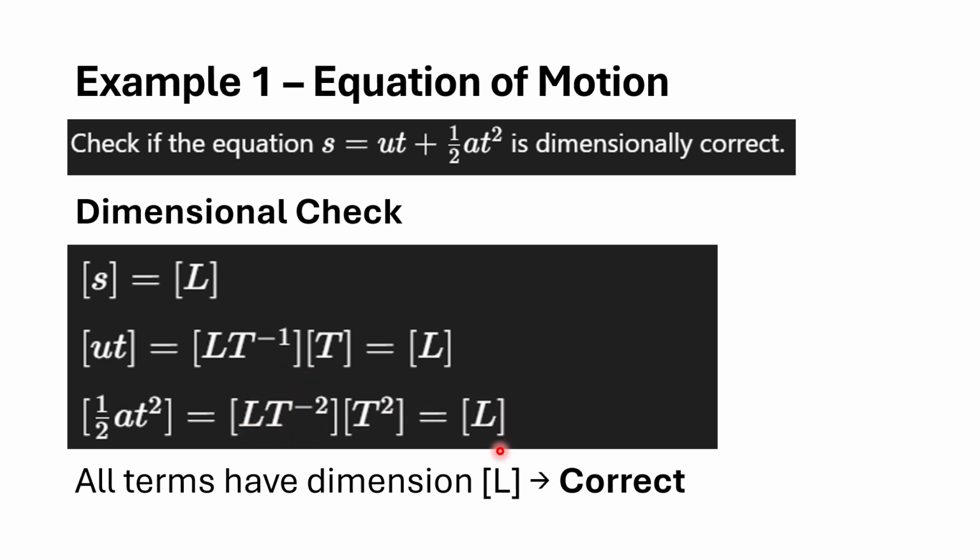So if we look at the answers for each term, it is L. The dimensional answers of all the terms are equal, so we can say that all terms have dimension L. So it is correct, and dimensionally it is a valid equation. Yes, we have checked it. Let's move toward the second example.